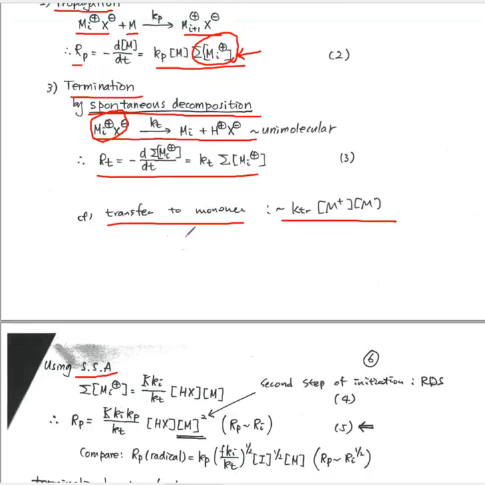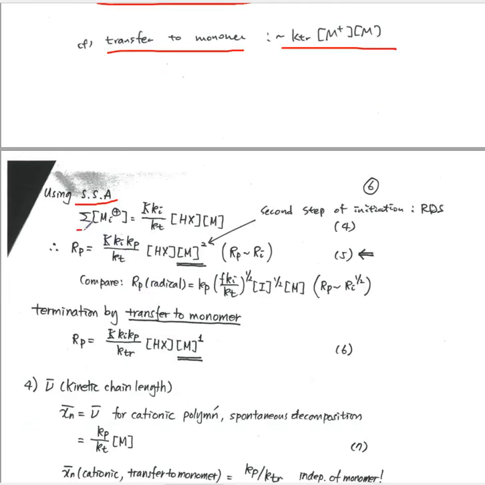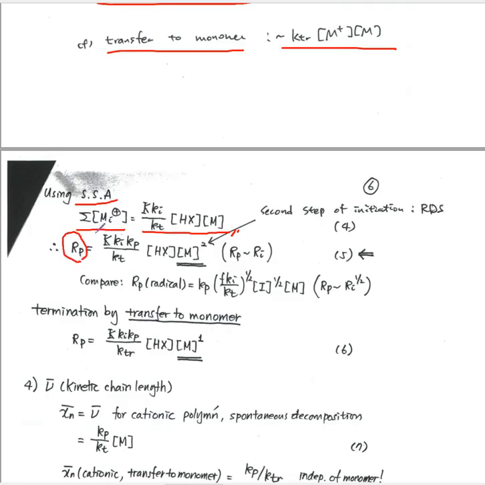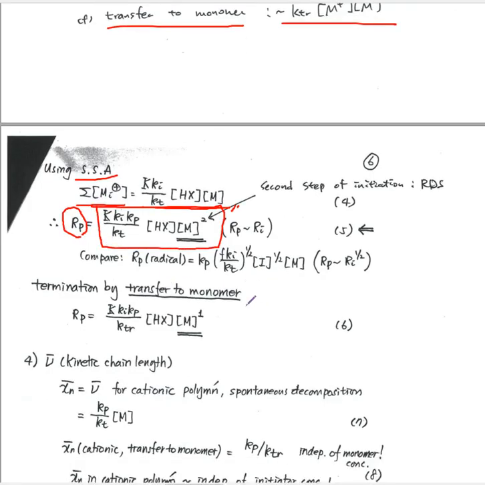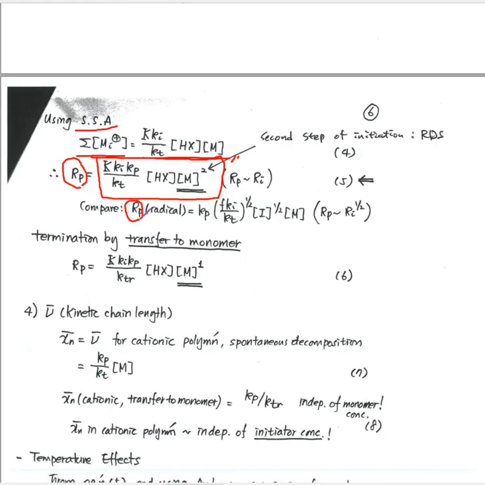So let's use the steady state approximation. We can simply take the initiation rate and the termination rate as the same. Then we can get this expression as shown here. If you put this in here, then the propagation rate can be written like this. If you compare with the propagation rate of the free radical polymerization, it had this form, remember? If you consider termination by chain transfer, then the expression just changes from square to just 1. That's all.